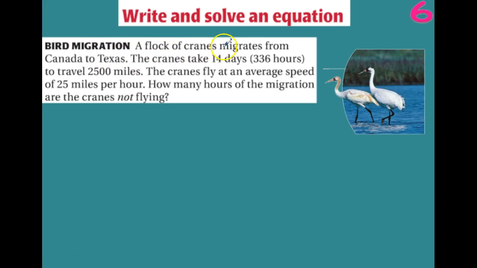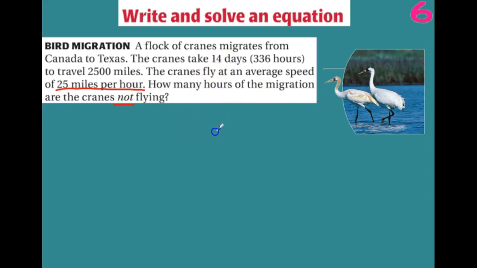Alright, it says, a flock of cranes migrates from Canada to Texas. The cranes take 14 days, or 336 hours, to travel 2,500 miles. The cranes fly at an average speed of 25 miles per hour. How many hours of the migration are the cranes not flying?